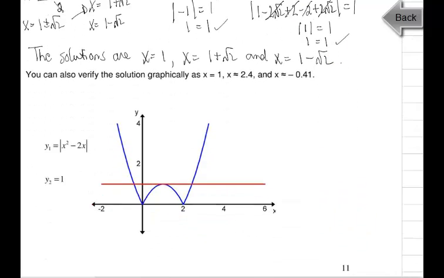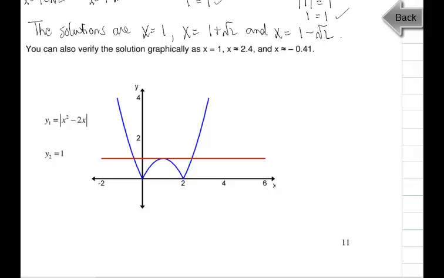Alright, so we can also show our solution graphically. The absolute value of the quadratic function, which is the blue graph, is y1, and the red graph is y equals 1, so that is y2. If we look for our x-intercepts, we will have one at negative 0.41 and 1. We will get 1 at 1 and 1. And we will get 1 at 2.41 and 1.